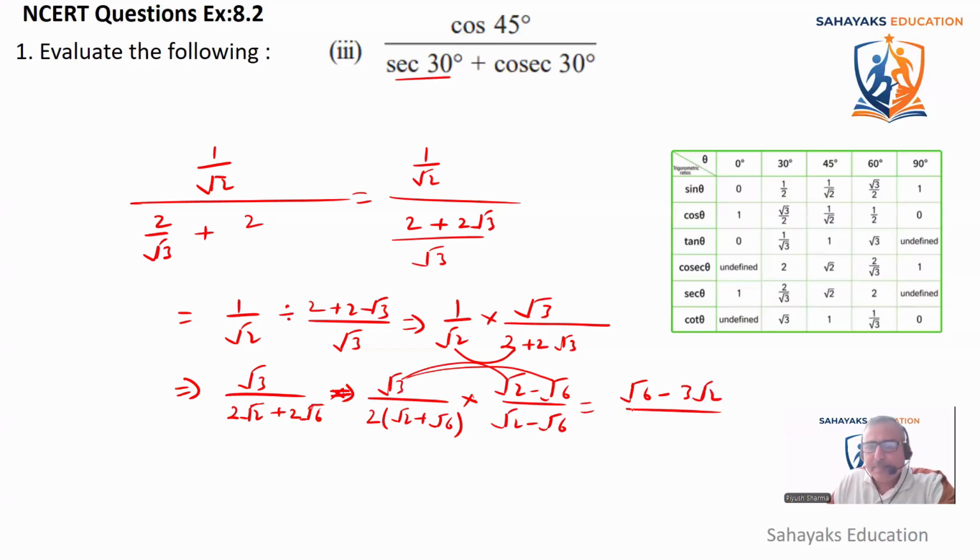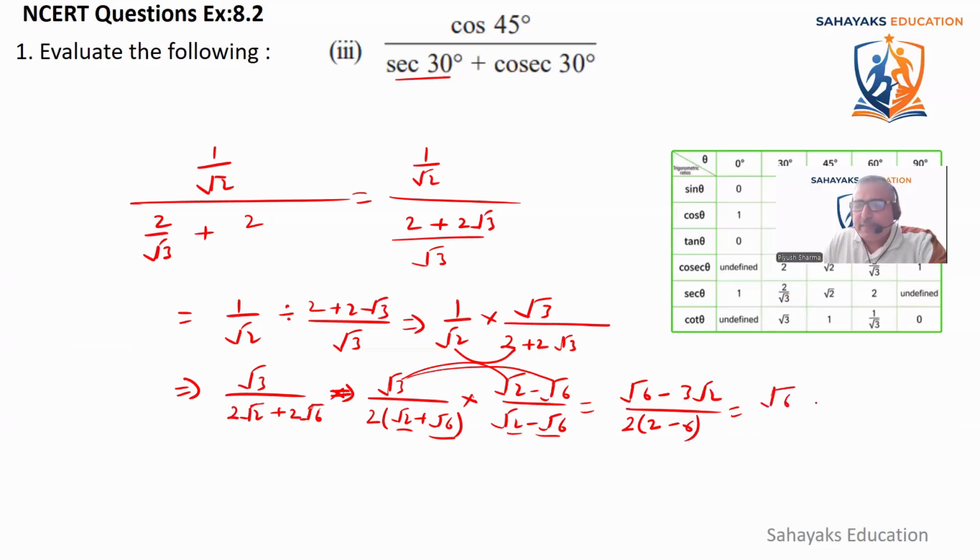So it is a square minus b square, when you say a plus b into a minus b. So it is 2 into root 2 square is 2 minus root 6 square is 6. So this implies that it is root 6 minus 3 root 2 divided by minus 4 into 2 is minus 8. Okay, so this is the entire value. We can take certain things common and then write the answer, or we can write it like this only: root 6 minus 3 root 2 divided by 8. So this is the answer.